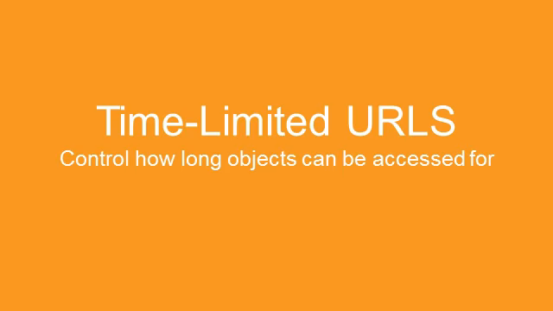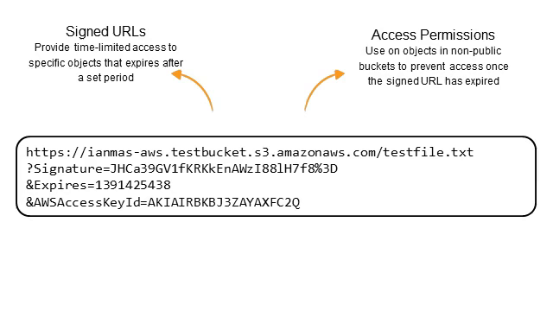So what you do when you do this is you get these signed URLs, and you can see an example of a signed URL here on the screen. The signed URLs provide time-limited access to specific objects that expire after a set period. You can use them on objects that are in buckets that don't have a public access policy. The signed URL will work, but once the signature has expired, the non-public access policy will prevent access to that object.